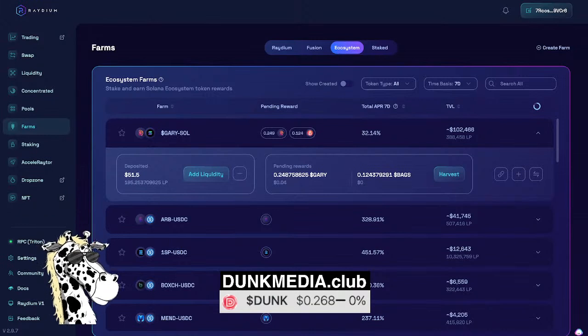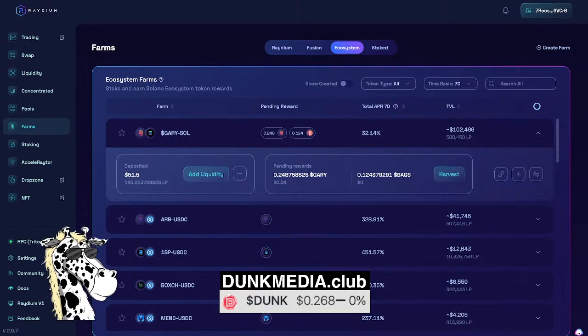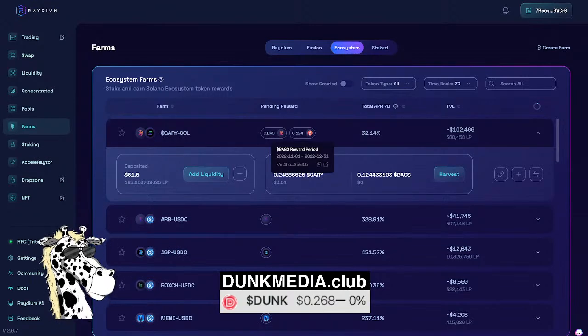It's not a whole lot, but since yesterday when I did this, which has been about 24 hours, I've earned 0.248758, 6625 Gary, and then a little bit of bags. And again, bags is just a bonus. It's not permanent. You can see right here the little pop-up. It's kind of hard to see. Let's see if you can see it better right there.